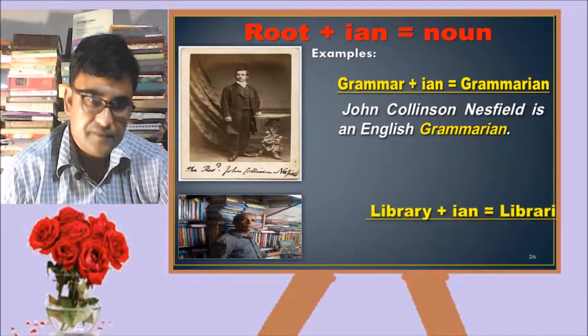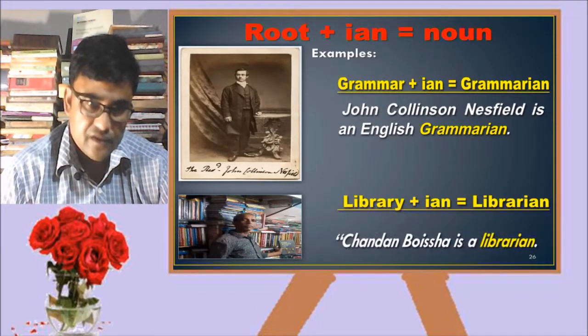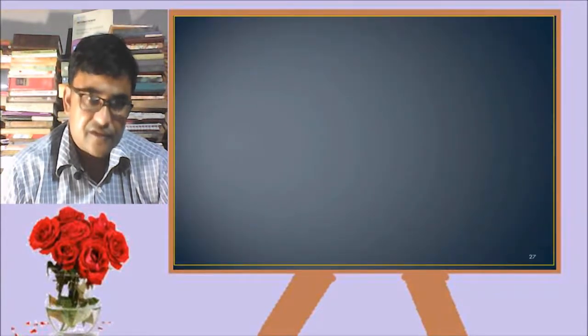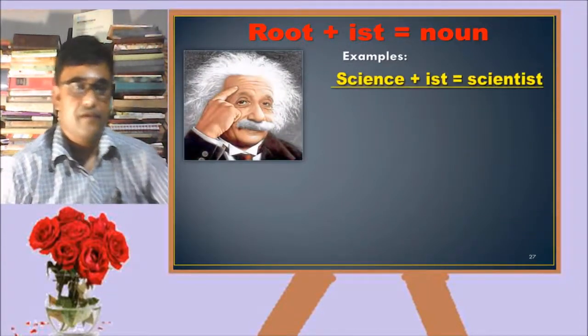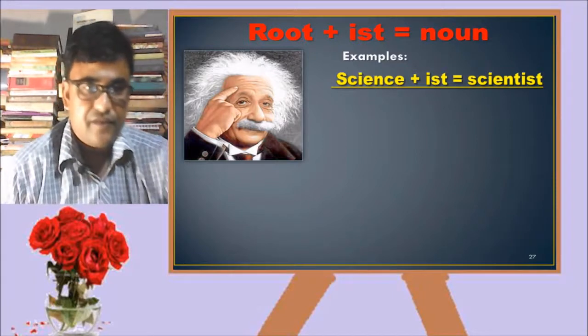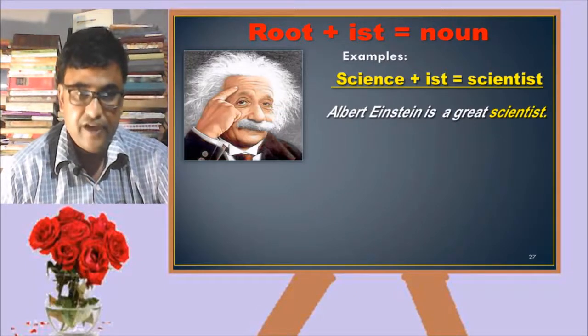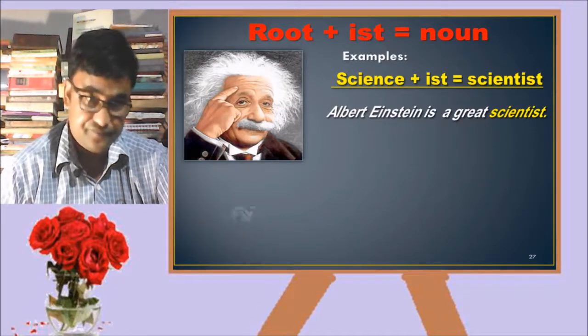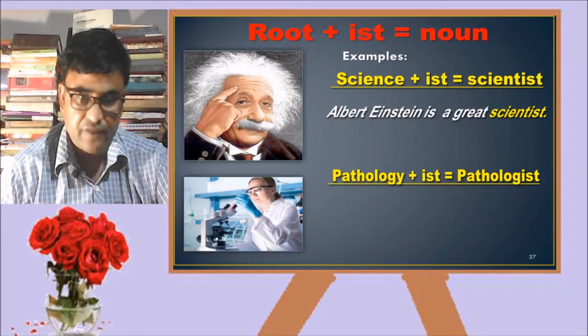Look at another picture. Library plus IAN equal librarian. Chandan Basu is a librarian. Next slide. Root plus IST equal noun. Examples. Science plus IST equal scientist. Albert Einstein is a great scientist. Look at another picture. Pathology plus IST equal pathologist. She is a pathologist.